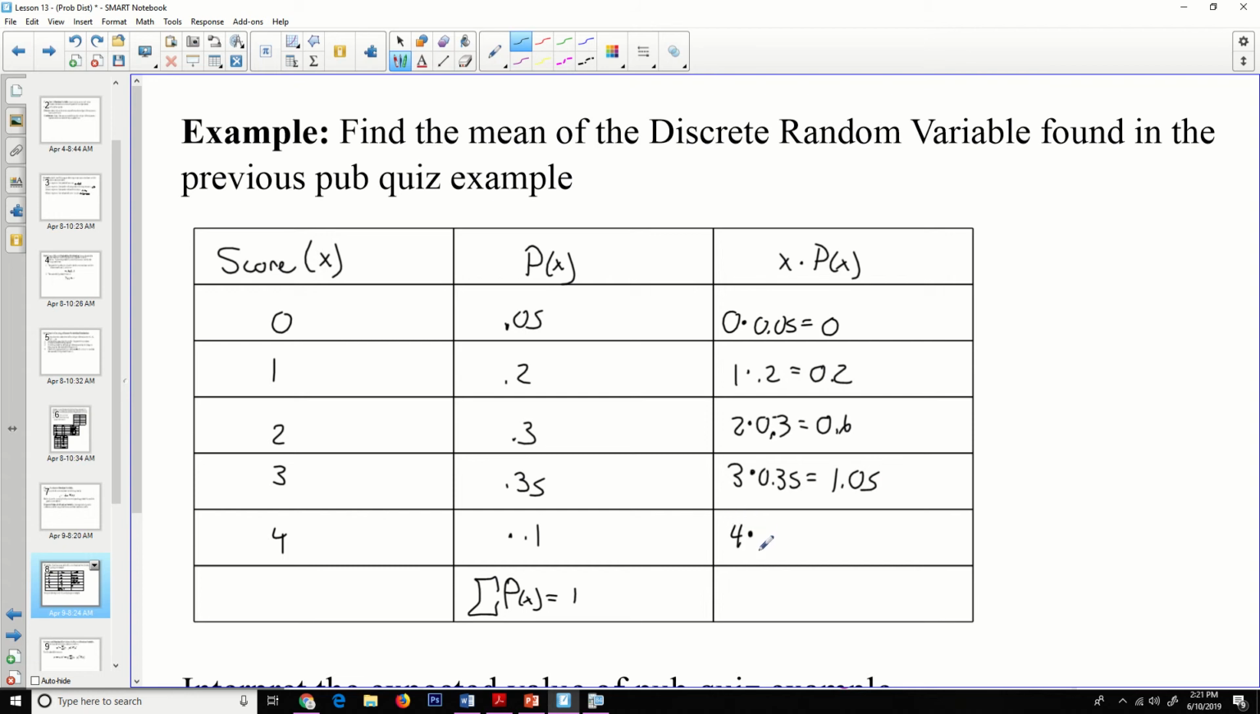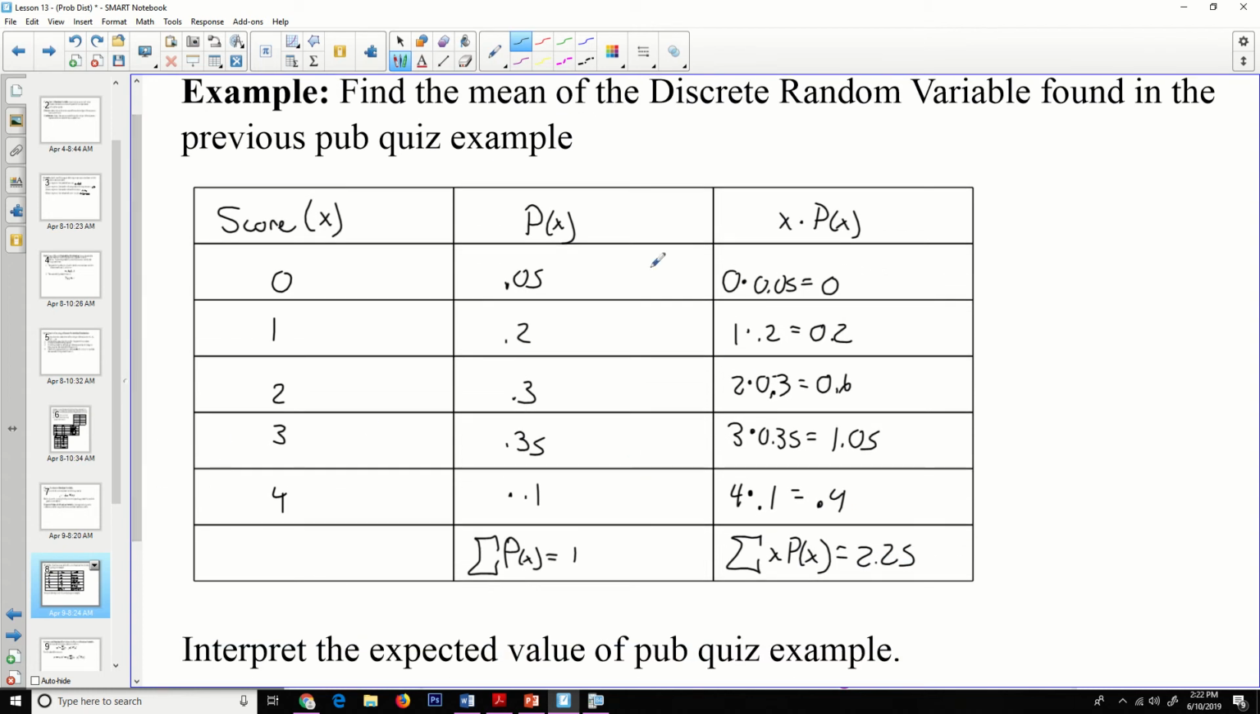And then 4 times 0.1 is 0.4, and so the sum of the x values times the probability, so this notation just says sum all these values up, gives me 2.25. So that is my mean of the discrete random variable. That's what I was looking for.